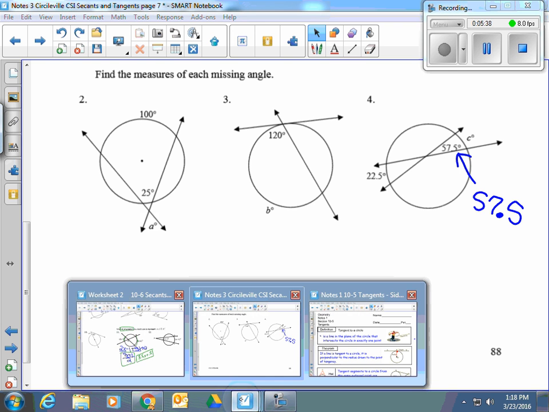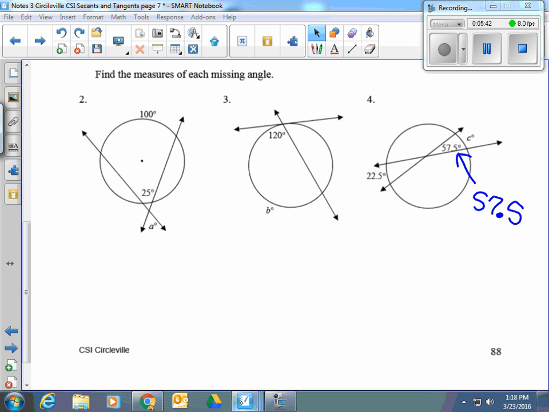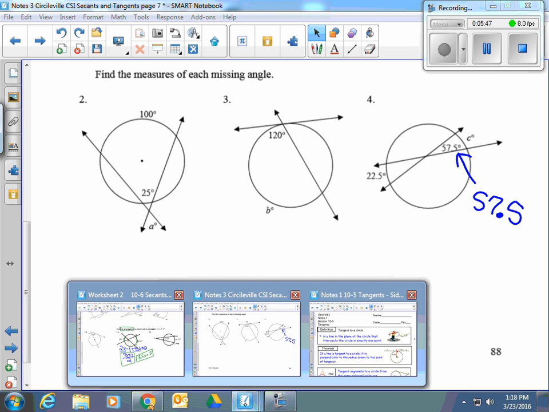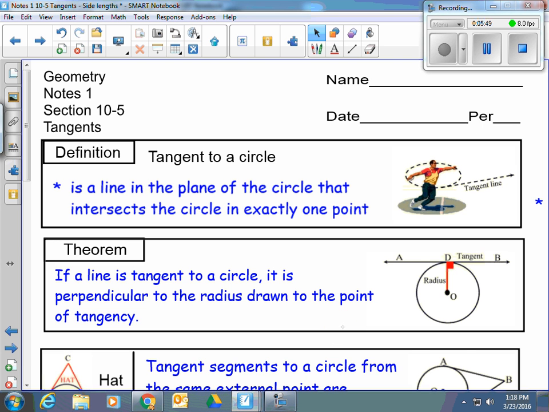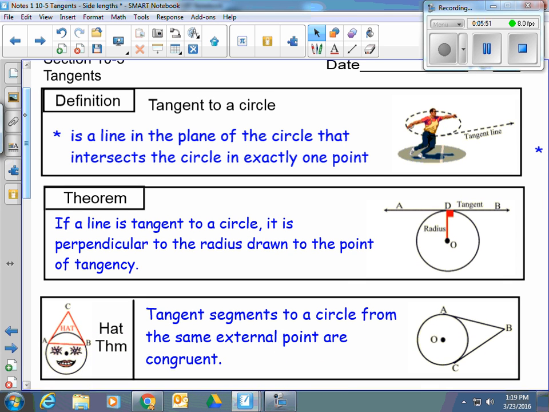And then the back side of that is worksheet 1. Okay? Right now we're going to look at our notes. So take a look at your notes for the day.